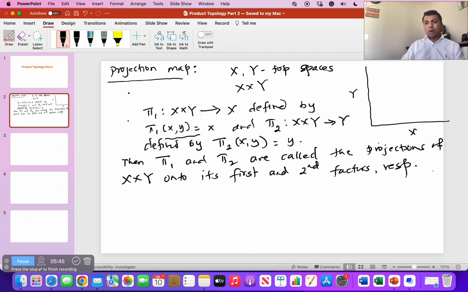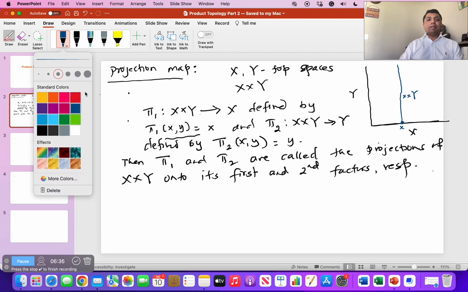Now one more thing. This map pi 1 is a map from this Cartesian product to this set X. If we pick any arbitrary element x here, an element of this topological space X, and take the Cartesian product of x with the whole topological space Y, in this figure this line is going to be x cross Y. So this pi 1 takes the whole line to this point x.